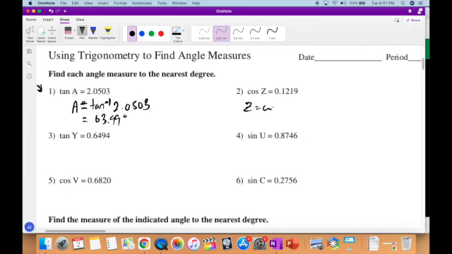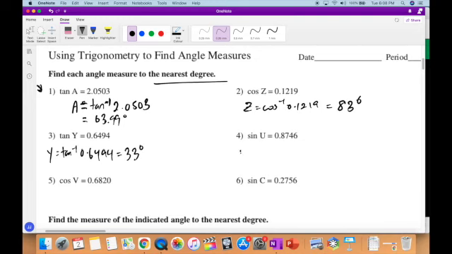Z would be the cos inverse of 0.1219, which is about 83 degrees. Oh, they said here to the nearest degree. Okay, you see, I didn't read the question. Y is the tan inverse of 0.6494, which is 33.